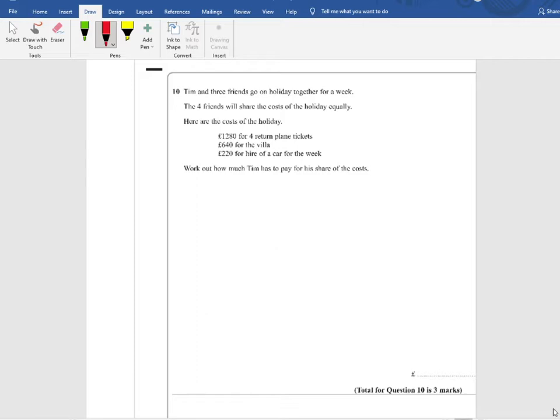So add them all up and divide by 4. So £12.80 and £6.40 and £2.20. Add that up. That's 14 and 6, 7, 8, 9, 10, 11 and 2. So 21.40 divided by the 4 friends will tell you how much Tim pays. So 4 5s are 20 and 1 over.